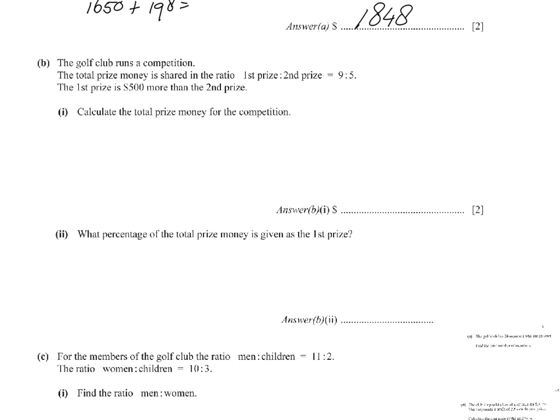Moving on, question B. I'm just going to scroll like that a little bit. The golf club runs a competition, it says, and the total prize money is shared in the ratio first prize to second prize 9-5, yeah, which makes sense, the first prize being more than the second prize. The first prize is $500 more. Okay, that's important. It's not $500, no, it's $500 more than the second prize. Calculate the total prize money, so them combined, for the competition.